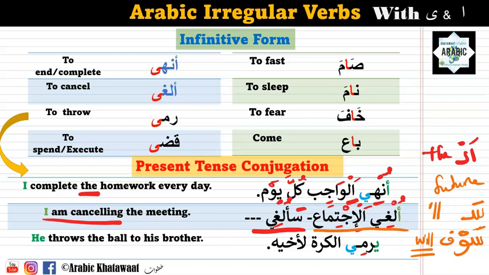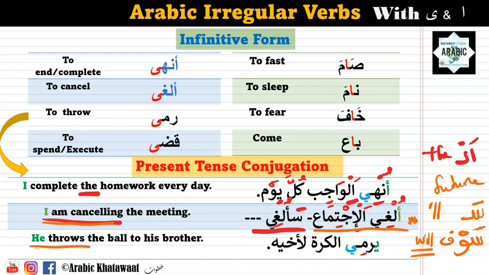The example of ألغي الاجتماع could be used if someone is asking you, what are you doing now? ماذا تفعل الآن؟ أنا ألغي الاجتماع. I'm canceling the meeting right now. أنا ألغي الاجتماع الآن. So this could be an example to use in reference of an actual action that's taking place in the middle of the conversation, like ماذا تفعل الآن؟ What are you doing now? I am canceling the meeting. أنا ألغي الاجتماع. But if you're referring to the future, you would use سألغي الاجتماع.